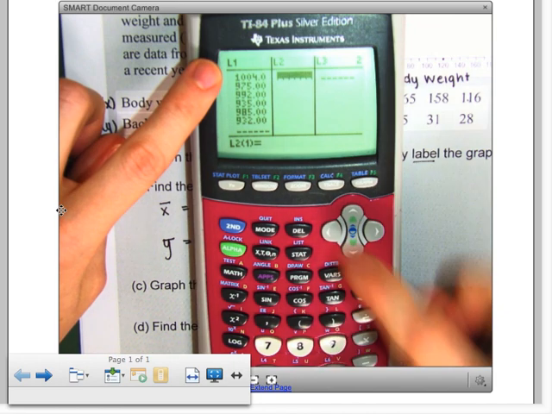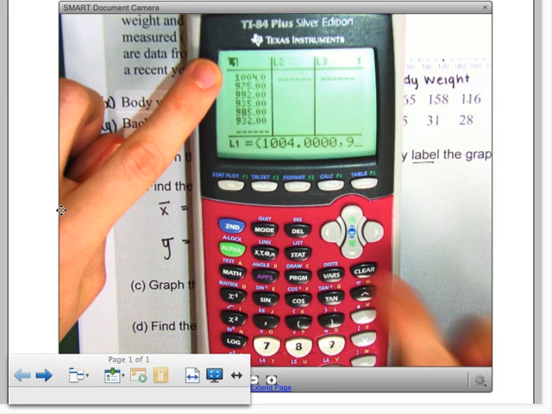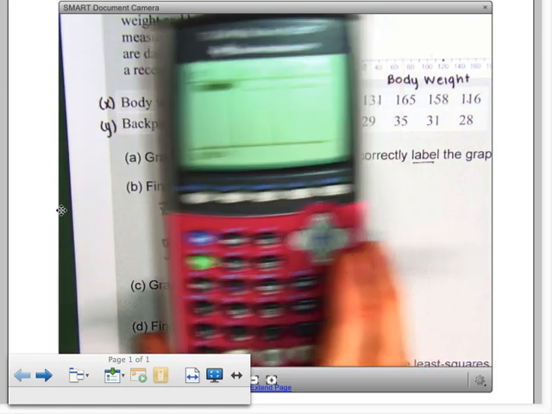And then I need to clear list 1, so I'm going to go over to list 1, up so L1 is highlighted, clear, and then Enter. Okay, so all of my lists are clear now.